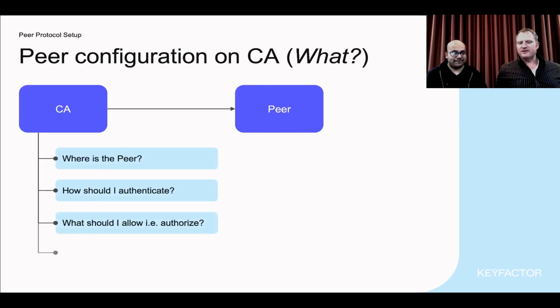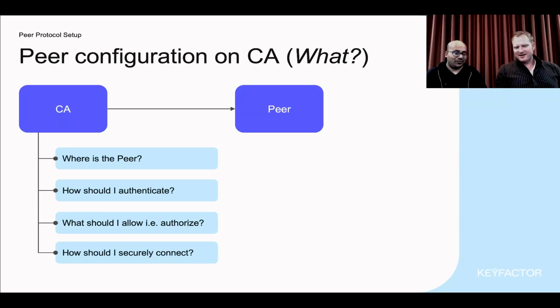So what is a peer configuration? How do I do this? Where do I start? Do I start on the CA or the RA or the VA? Of course, I would say we should start at the CA, because from the CA we can reach out to both of these. And there's actually a lot of things going on, but at the end of the day, it comes down to just four things.